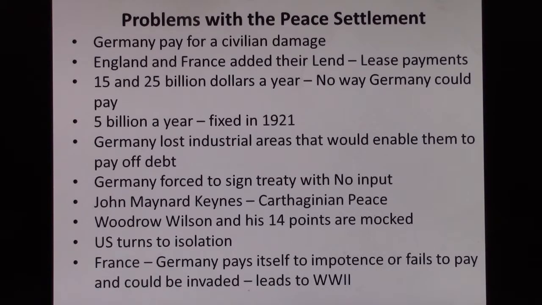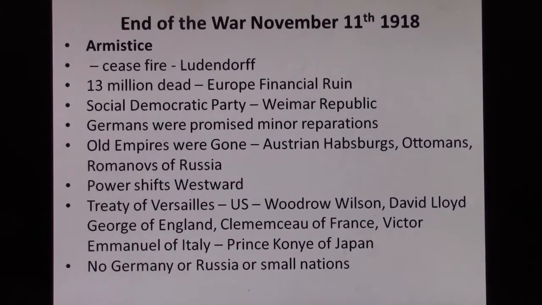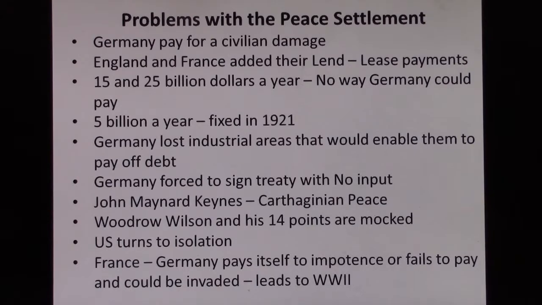At the Treaty of Versailles are a series of people. There is United States President Woodrow Wilson. From England, there is David Lloyd George. Prime Minister Clemenceau from France. King Victor Emmanuel from Italy. And from Japan, the Emperor's brother Prince Konoye. But no Germany or Russia. They weren't even invited. So the Germans will claim that they were presented with a treaty they were forced to sign.